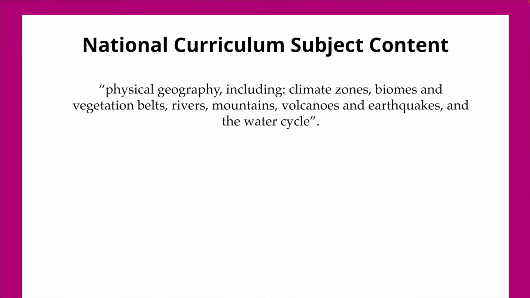The national curriculum states that pupils should be taught about physical geography, including climate zones, biomes and vegetation belts, rivers, mountains, volcanoes and earthquakes, and the water cycle. In this unit, pupils will focus on the water cycle, as well as weather in different climate zones, with a focus on weather in the UK.